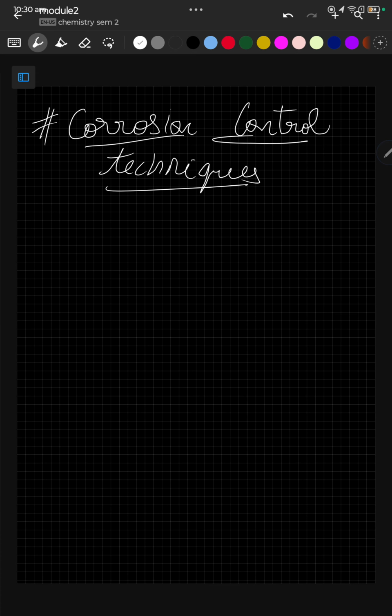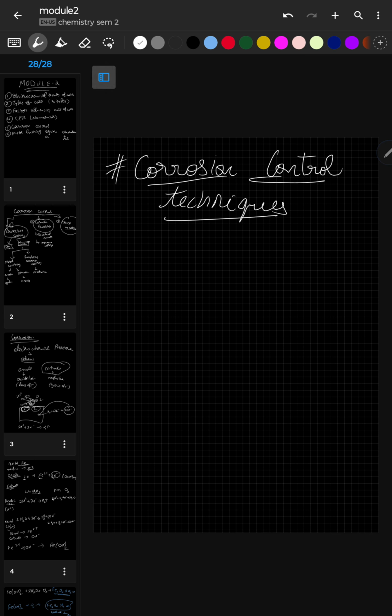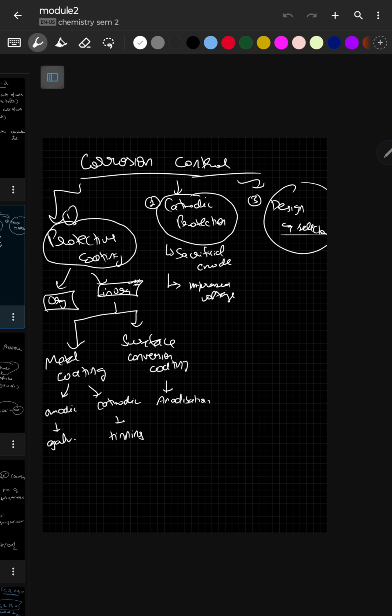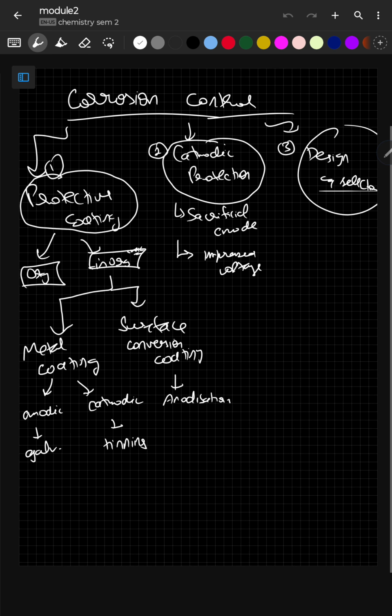Today we'll be discussing corrosion control techniques. In the previous parts, I had told you I'll discuss this when the time comes. So that's the time here. Corrosion control has three types: protective coating, cathodic protection, and design and selection.